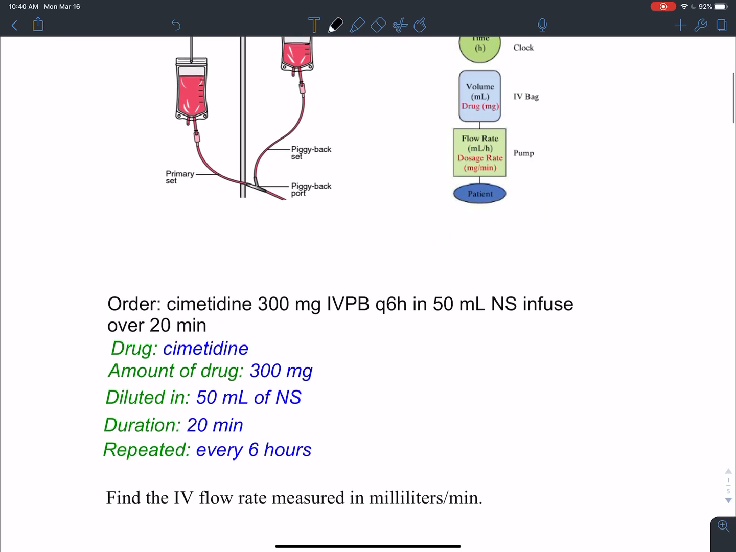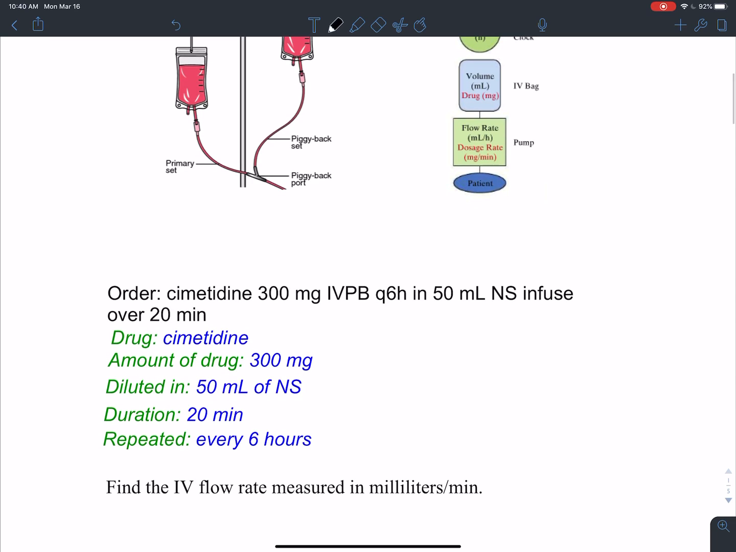So when we look at an order, cimetidine 300 milligrams IV PB, so intravenous piggyback, every 6 hours, in 50 milliliters normal saline, infuse over 20 minutes. We have the drug, the cimetidine, the amount of the drug, 300 milligrams, what it's diluted in, the 50 milliliters of normal saline, the duration, that it's 20 minutes, and how often it's repeated, every 6 hours.